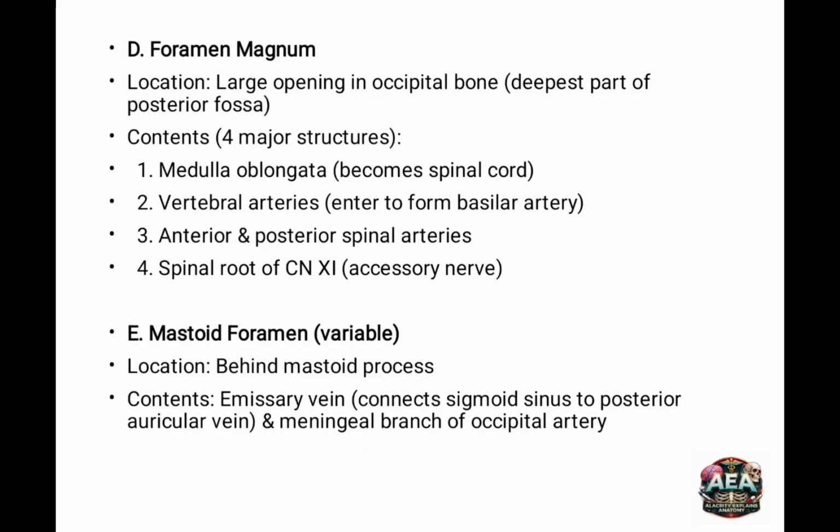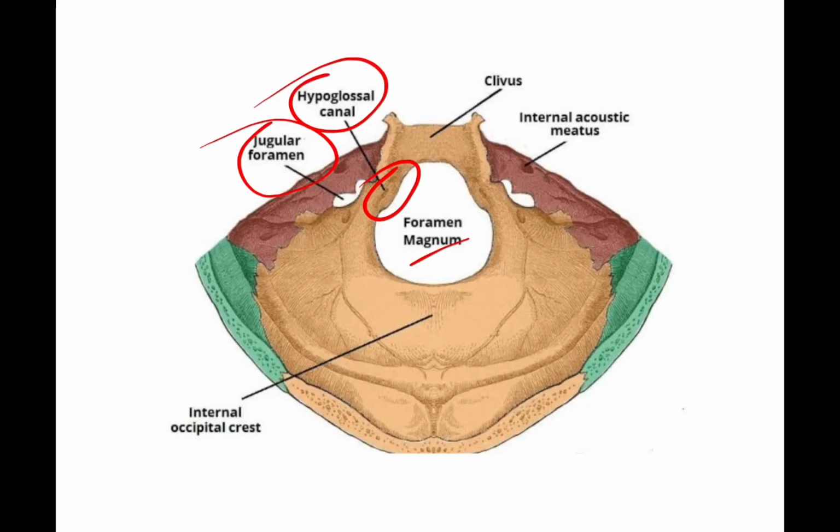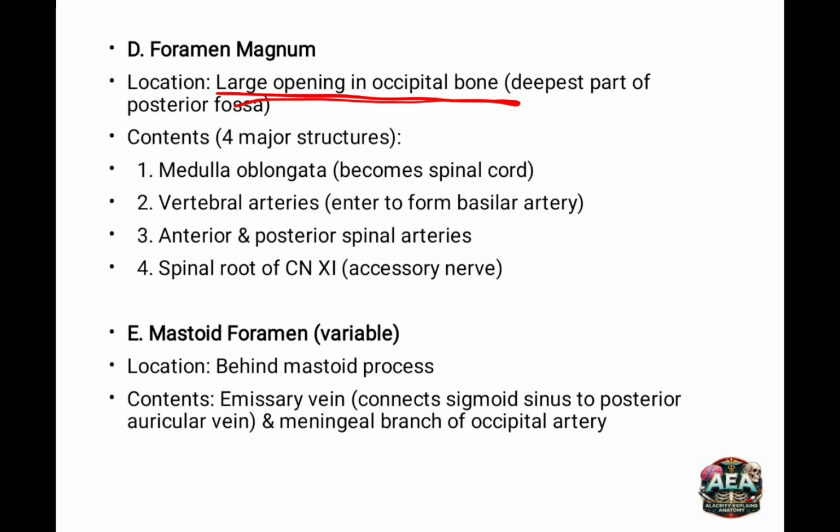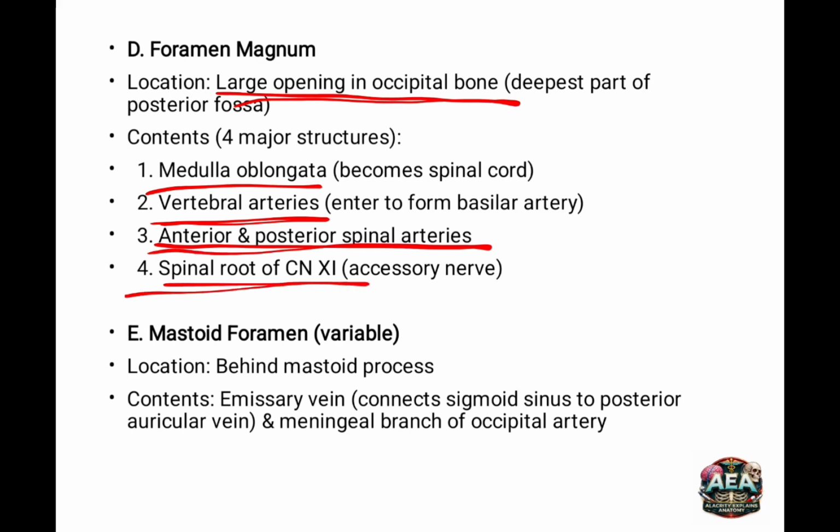So we have the foramen magnum, which is a large opening, as you can see from this image, a large opening in the occipital bone, the deepest part of the posterior fossa. Its contents: it has the medulla oblongata, which becomes the spinal cord. We have the vertebral arteries, which join to form the basilar artery. We have the anterior and posterior spinal arteries. We have spinal roots of cranial nerve 11, that's the accessory nerve. So these are the contents that pass through.